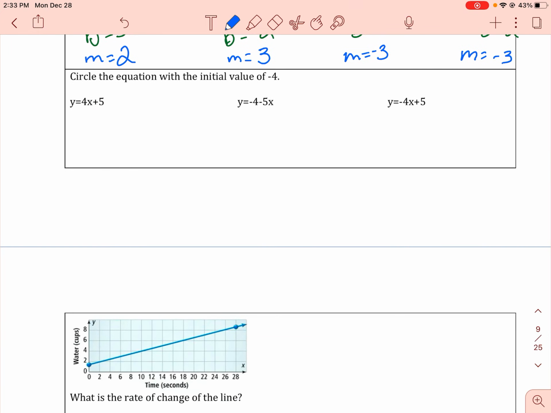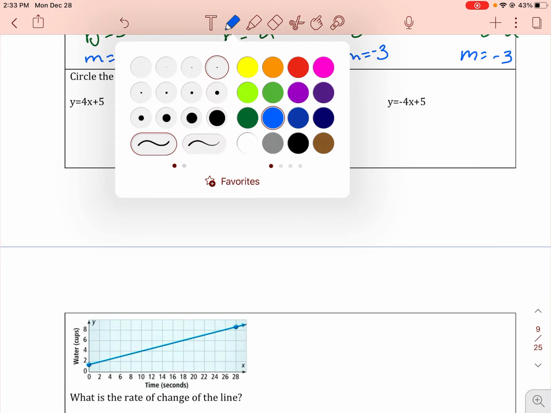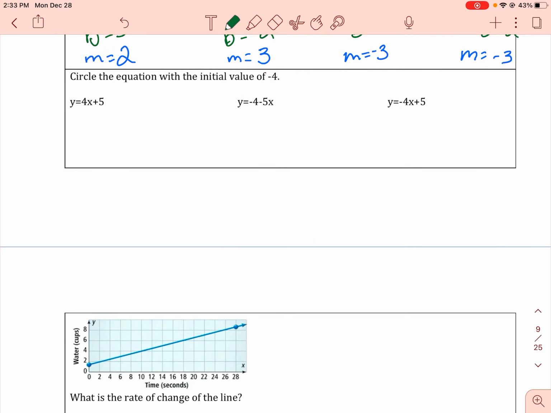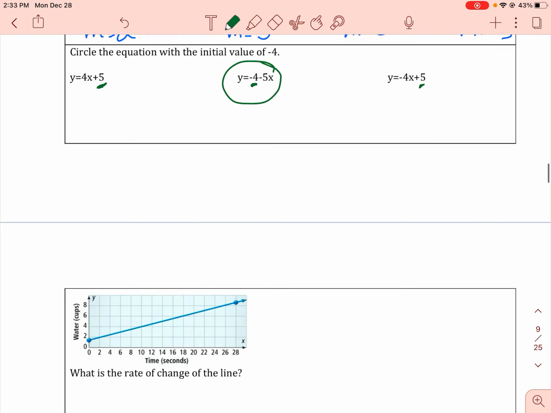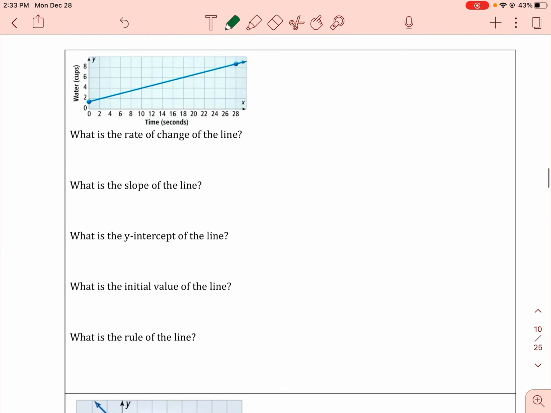Circle the equation with the initial value of -4. Initial value and y-intercept mean the same thing. For the first equation, y-intercept is 5. My initial value is 5. No good. Second equation, initial value is -4. The number without the variable, the constant. So that one will work. This last one, my initial value is 5. The y-intercept is 5. Let's start to combine them all.